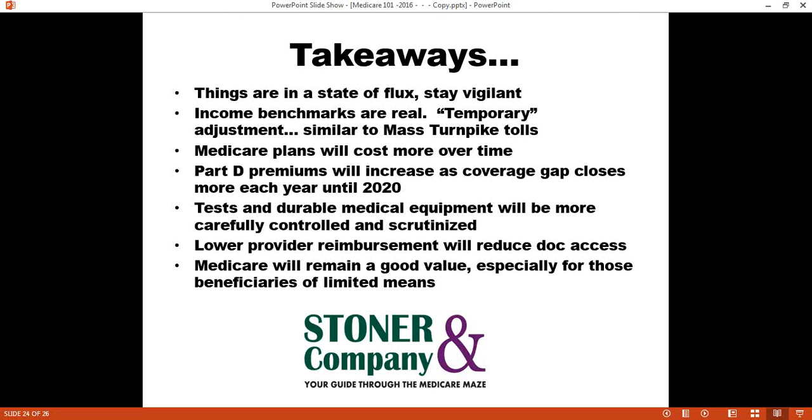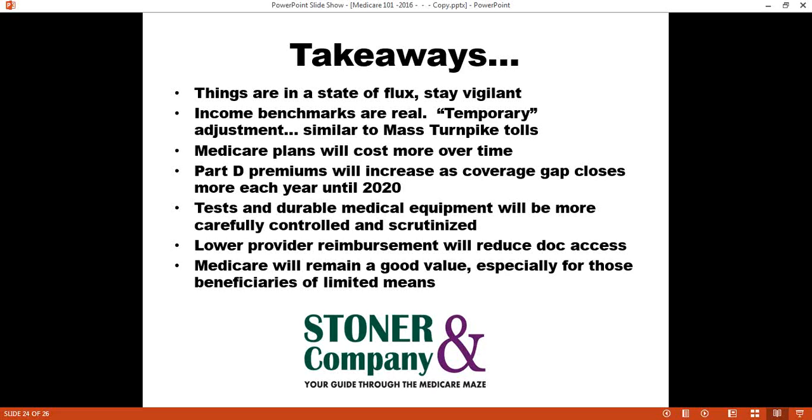Just some of the takeaways real quick. I want people to realize that with Medicare, things are in a state of flux. They need to stay vigilant. The income benchmarks are real. They're saying that they're probably temporary. Well, I remember when they started the Mass Pike, they said the tolls were going to be temporary. And I would suggest it's a similar kind of temporary. I think Medicare plans will cost more over time. I think there's going to be more cost sharing to people who make more money. Part D premiums are going to increase because the coverage gaps are decreasing.